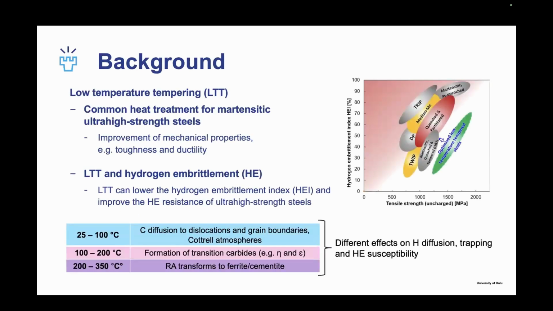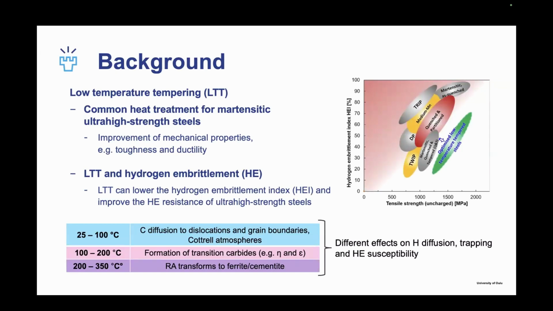Let's start with the background. Low temperature tempering is a common heat treatment for martensitic ultra high strength steels, which is typically used to improve their mechanical properties. Low temperature temper has also been reported to improve hydrogen embrittlement resistance of ultra high strength steels. However, depending on the tempering temperature, we might have opposite effects on hydrogen trapping and diffusion.